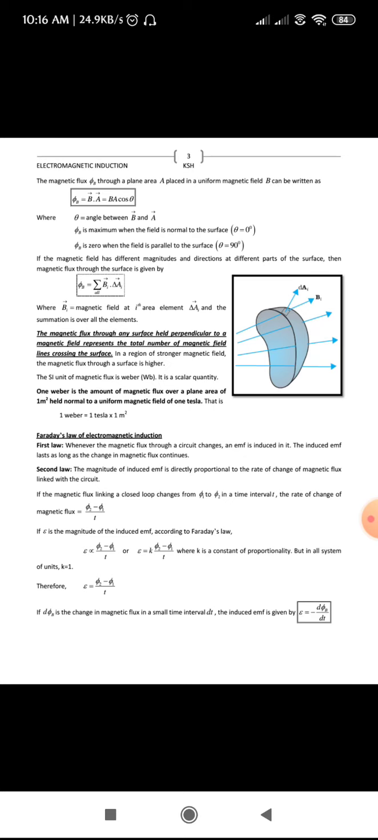As you know, the magnetic flux is maximum when the field is normal to the surface, that is when theta is equal to 0 degree. Similarly, the magnetic flux is 0 when the field is parallel to the surface, that is when theta is equal to 90 degree, we say that the flux is minimum. So this is regarding the magnetic flux.